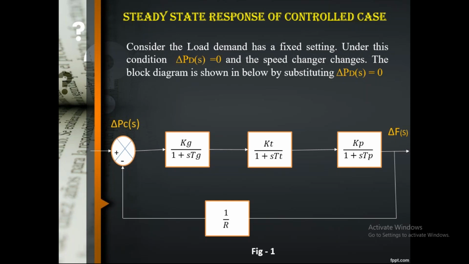After substituting delta PD of s equals 0, we get the block diagram like this. So eliminate the cascaded blocks here.